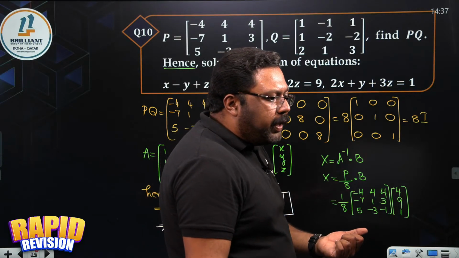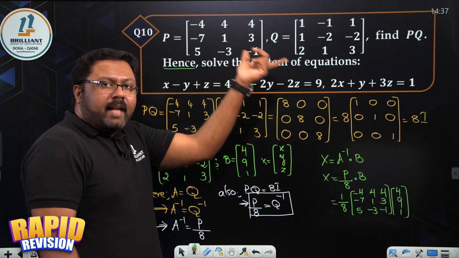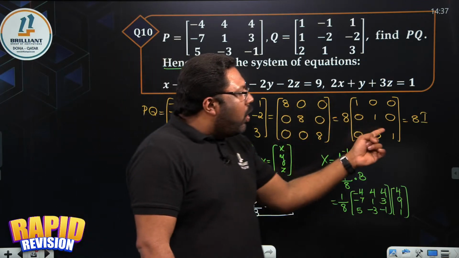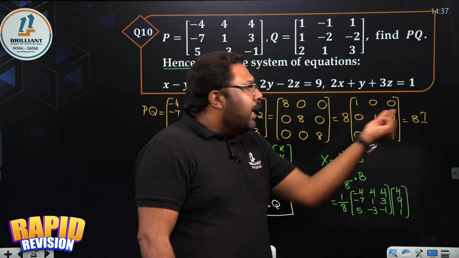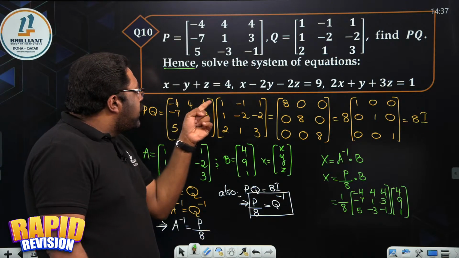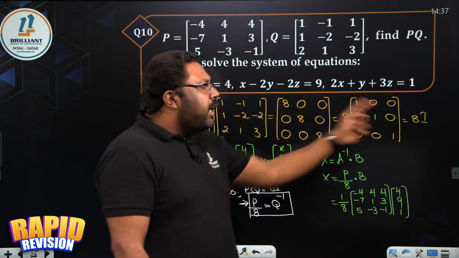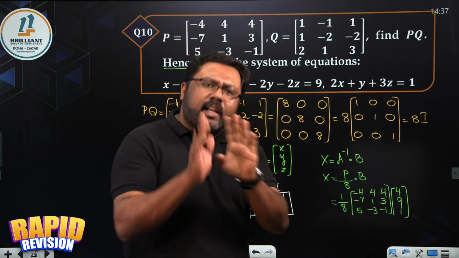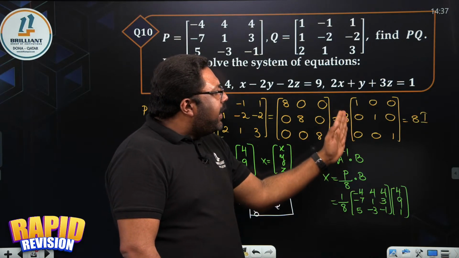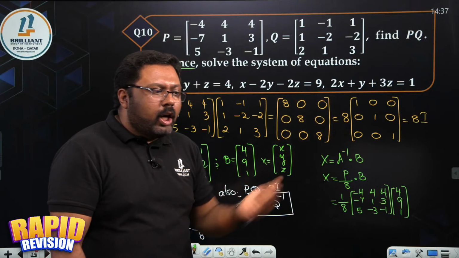How do you find that multiplication at the start? It's always the product of two matrices that is asked, and then you solve the system of equations. The product will always result in an identity matrix. But a number may come with it, so just take the first row, first column. I got the number 8, so I understood that it's going to be 8I. The first element is enough. If the first element was 1, I would not say anything, it will be directly I. PQ is equal to I, because the first element is 1. Got it?